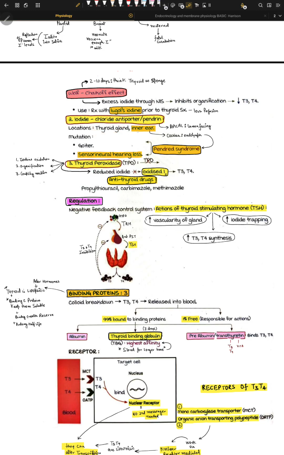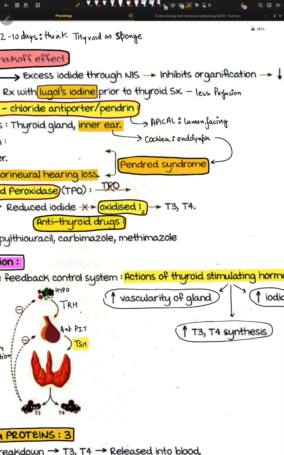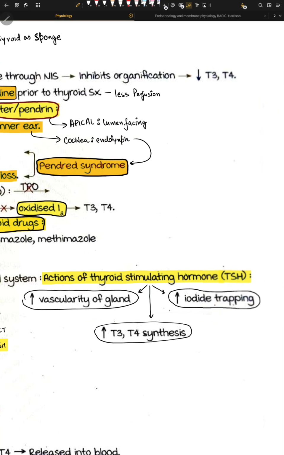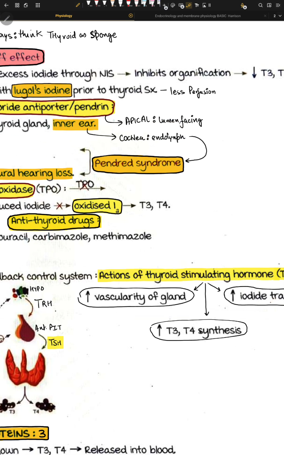So the location is the thyroid gland. It's present in the thyroid gland, and it's present in the inner ear. Why? Because we know that in the inner ear physiology, we produce something called endolymph. Now this endolymph is very important for depolarization in the ear, so that the conduction of sound waves can result in formation of an electrical signal that can go inside the brain, right? So this cochlea makes endolymph, and this endolymph has pendrin.